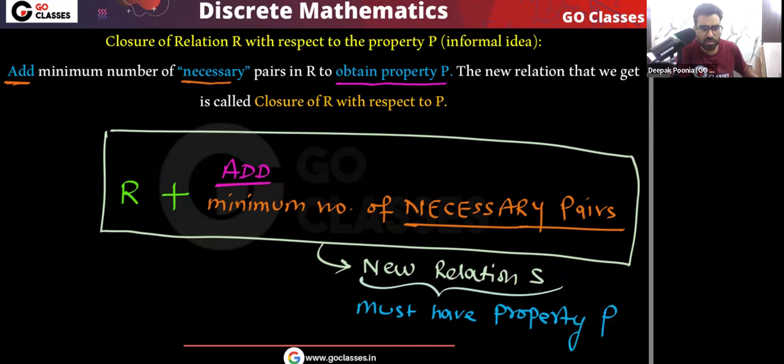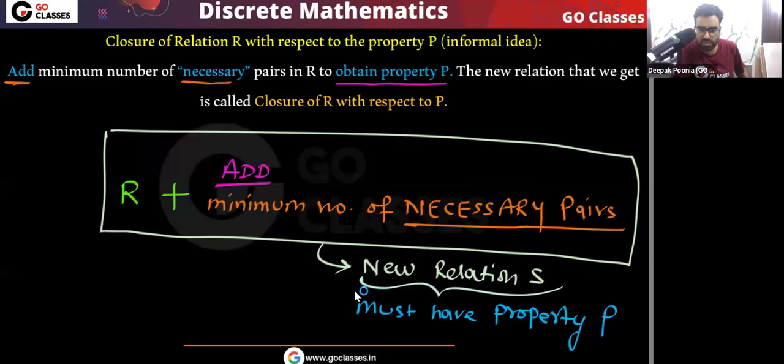Okay. This must have property P. I hope you understood. So very simple. In the relation R, you add minimum number of necessary pairs such that we obtain the property P. This new relation will be called closure of R with respect to property P.